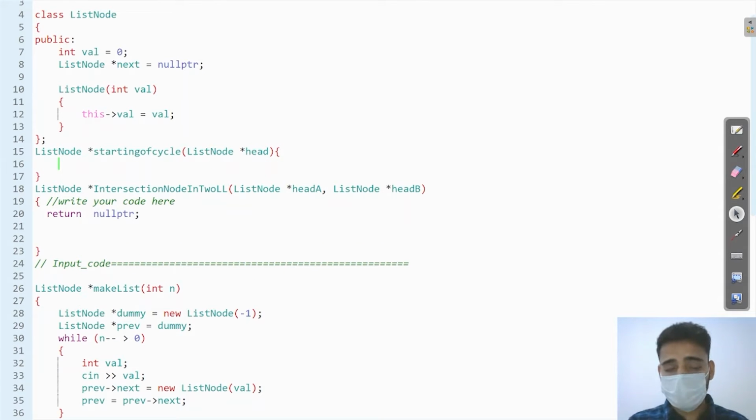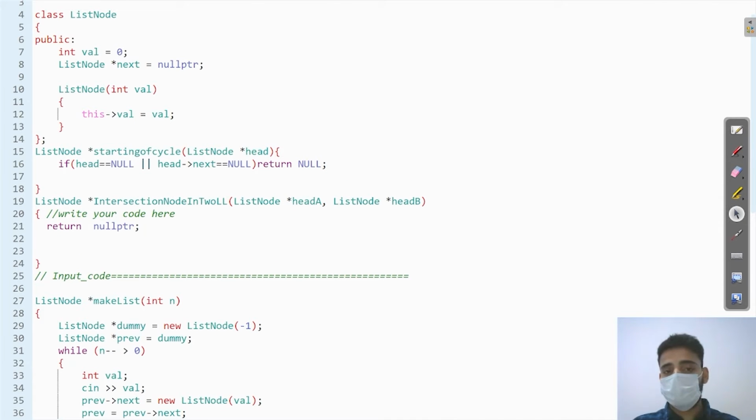Okay, this is done. Now, first of all we will check if the head is null or not. Either head equals to null or next of the head is equals to null. If this is happening, we will return null.